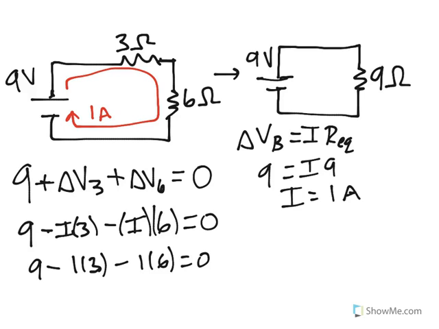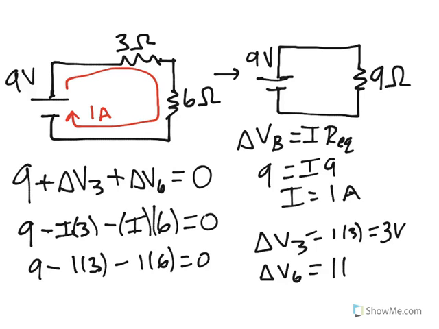But if I'm looking for the individual potential drops, so what's the potential drop across the 3 ohm? That's just 1 times 3, or 3 volts. And then same thing for the 6, 1 times 6, 6 volts. And both of these are negative because they're dropping. And that's pretty much all you can solve for and all I can ask you for on a series circuit.